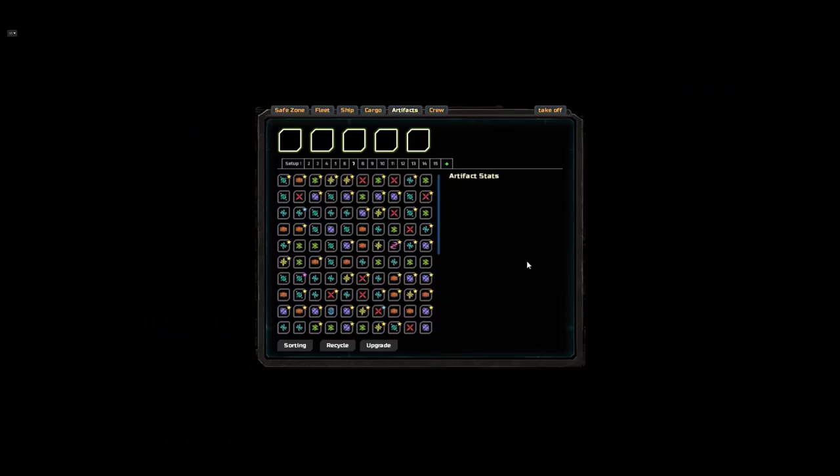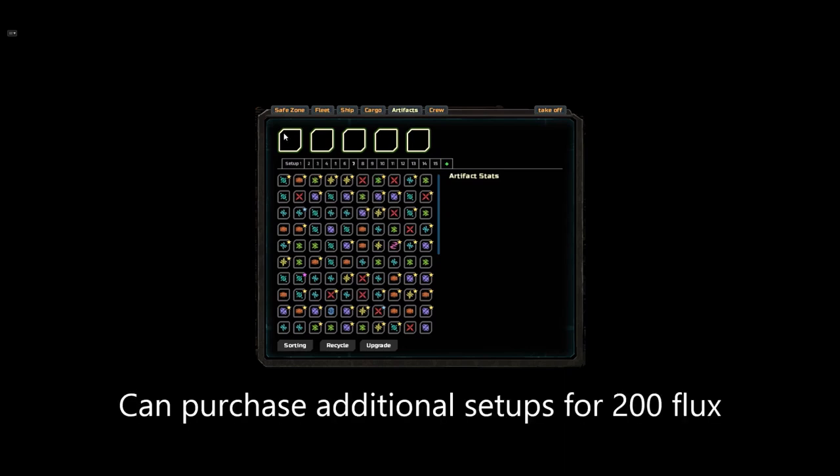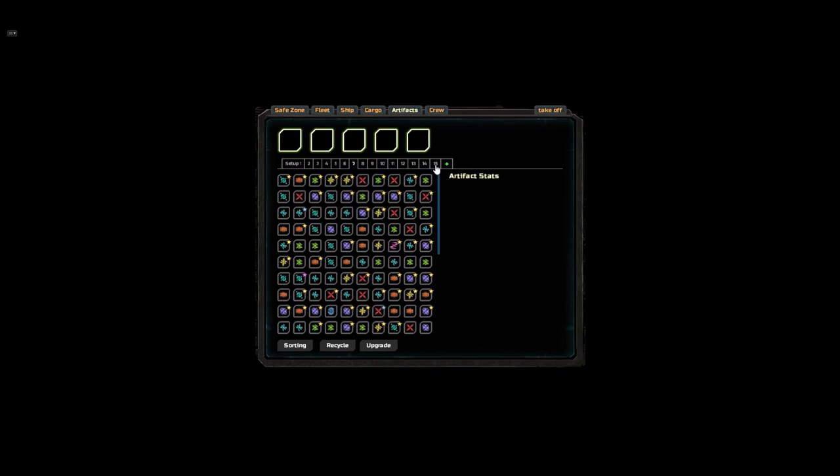So let's get to the basics. Obviously, this is the artifact window. I have 15 setups to choose from. Right now, I'm on setup 7, which is empty, so that I can basically just go over some of the basics. And setups are great because you can experiment with setups.